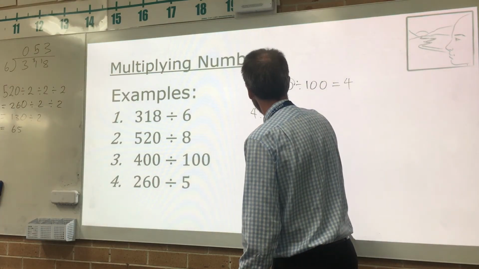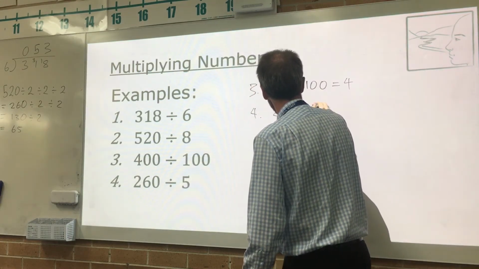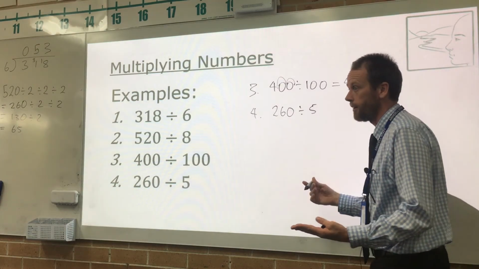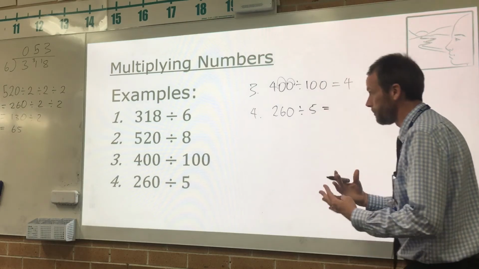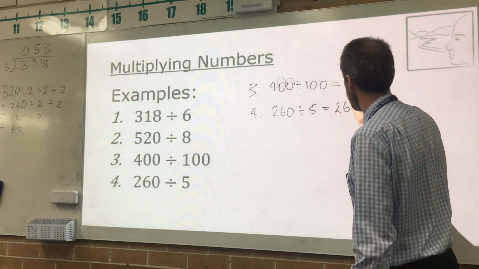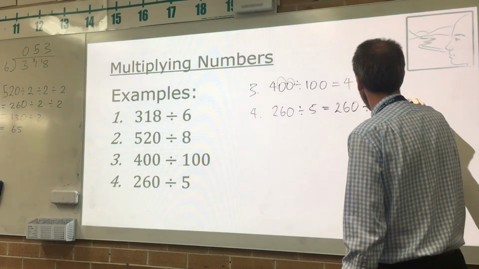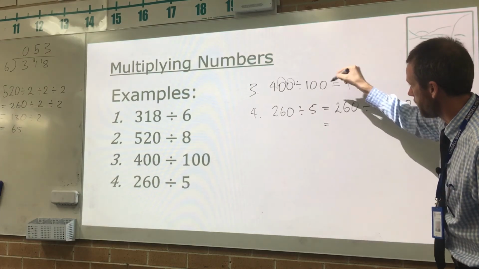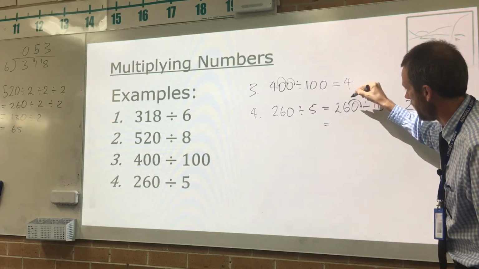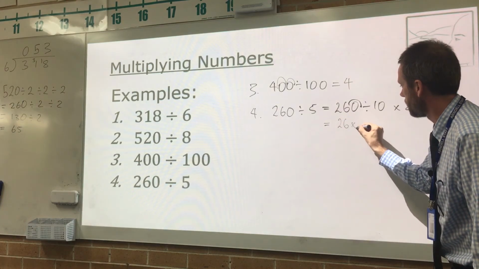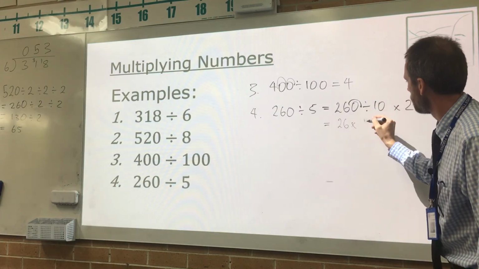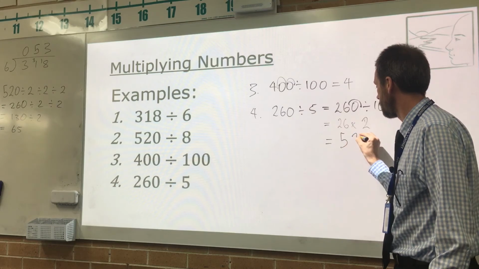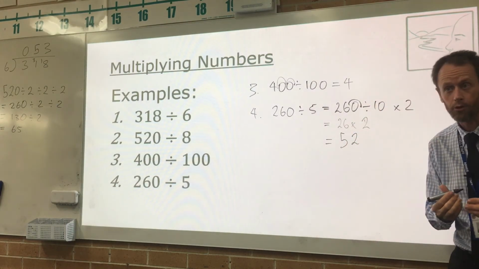Question 4 is 260 divided by 5. The table tells us divide by 10, all right? And then multiply the answer by 2. So effectively we're doing 260 divided by 10 times 2. If we keep that in order, like with this question here where we moved it 2, this time we're only going to move it 1. So we've got 26 times 2, and 26 times 2 is equal to 52. So there are the 4 examples worked out.